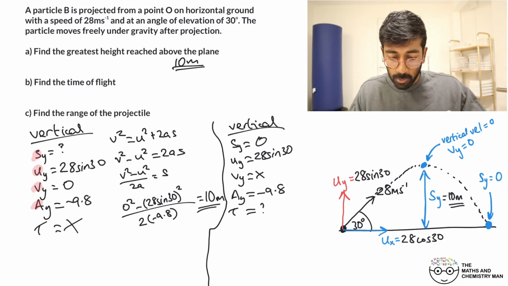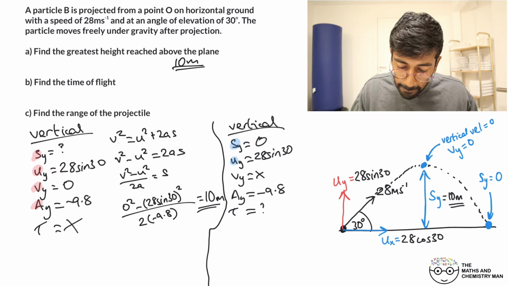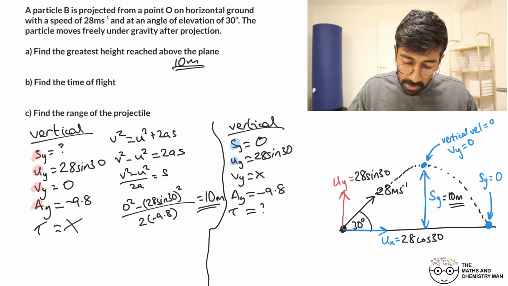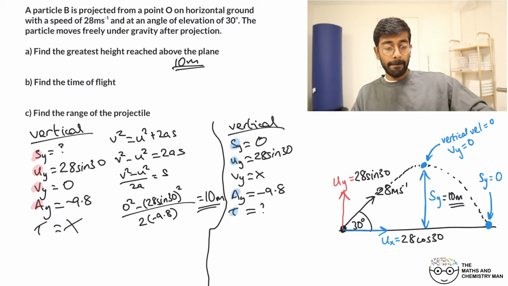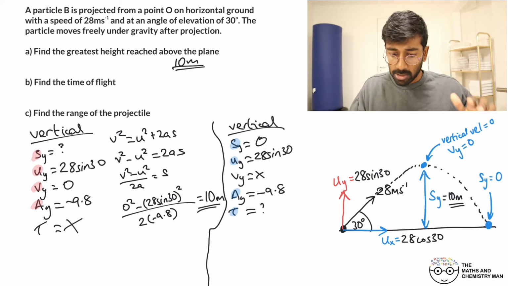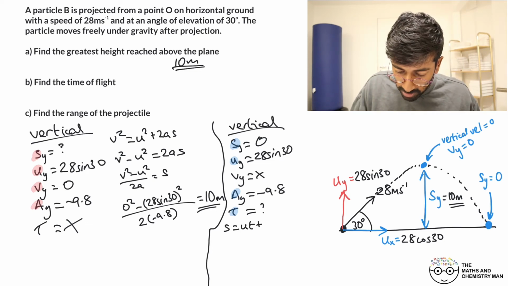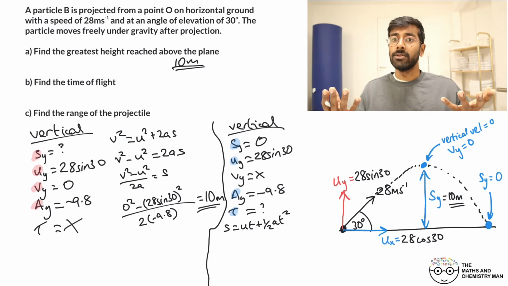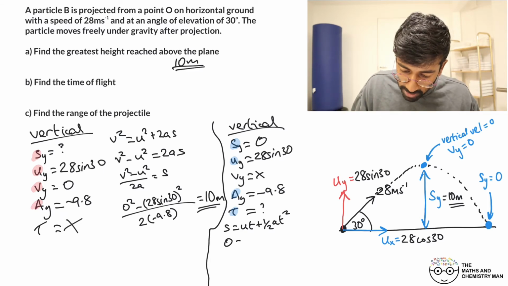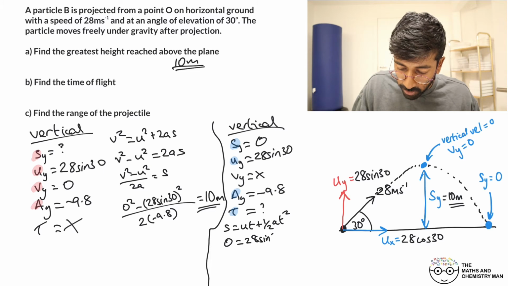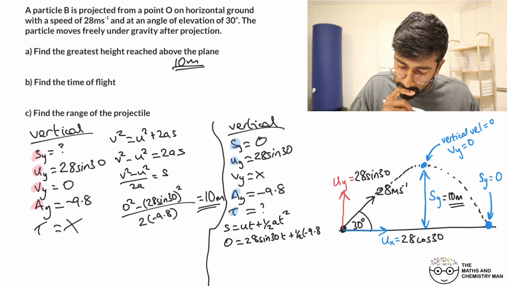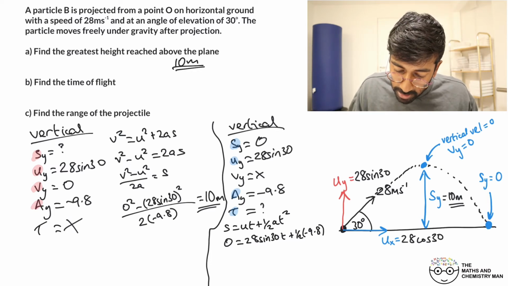So now looking at that, what have we got? We've got s, u, v, no, we don't have v. We've got s, u, a, and t, there we go. So s, u, a, and t, that is going to be s equals ut plus a half at squared. There it is. Let's plug in some numbers. So 0 equals 28 sine 30 lots of t plus a half times minus 9.8, and then t squared.